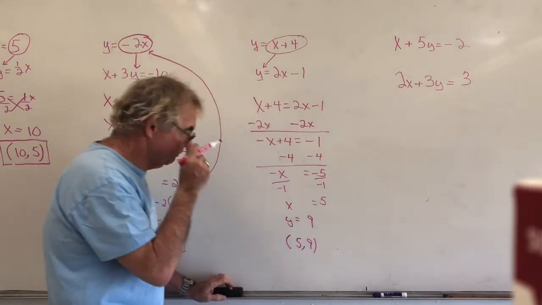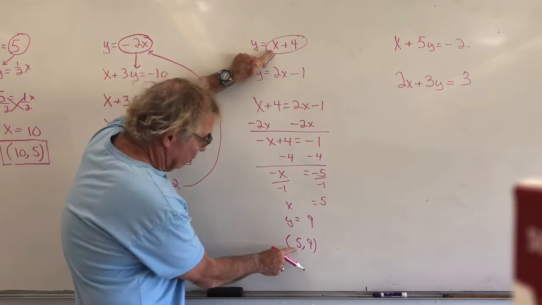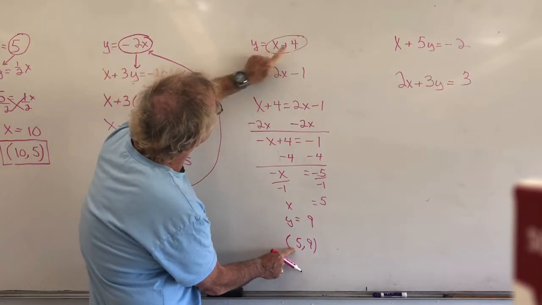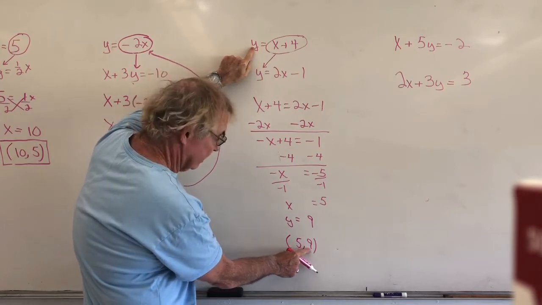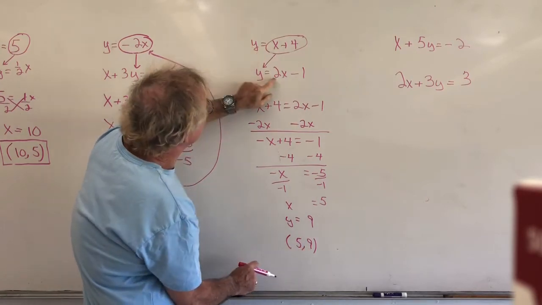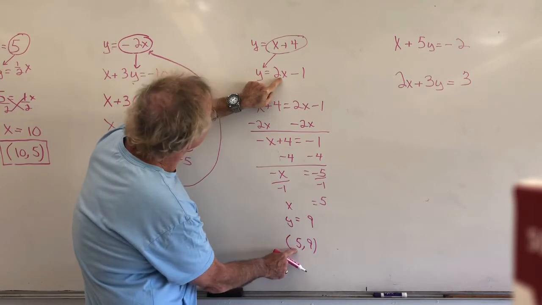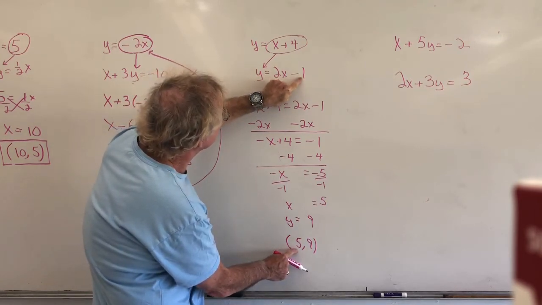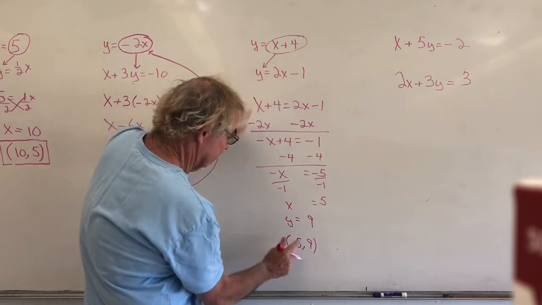Let's check it. What's 5 plus 4? You say that's 9. There it is. Let's go to the second one. What's 2 times 5? Say 10 minus 1. You say 9. There it is. It's correct.